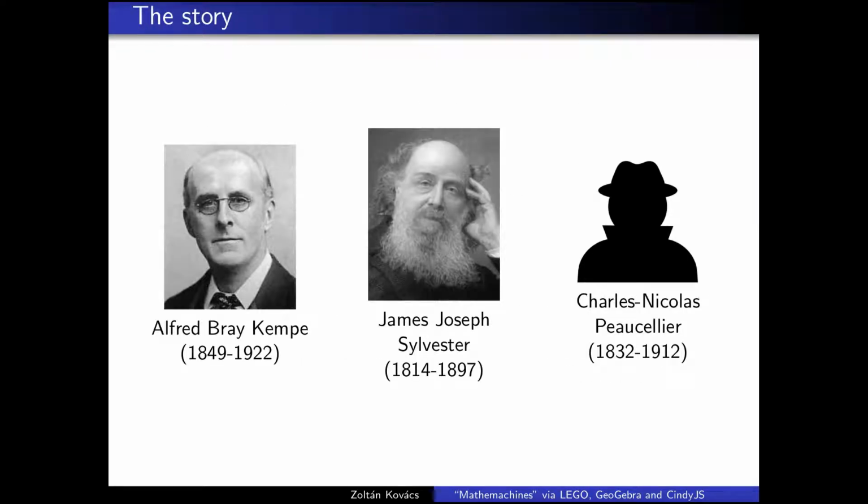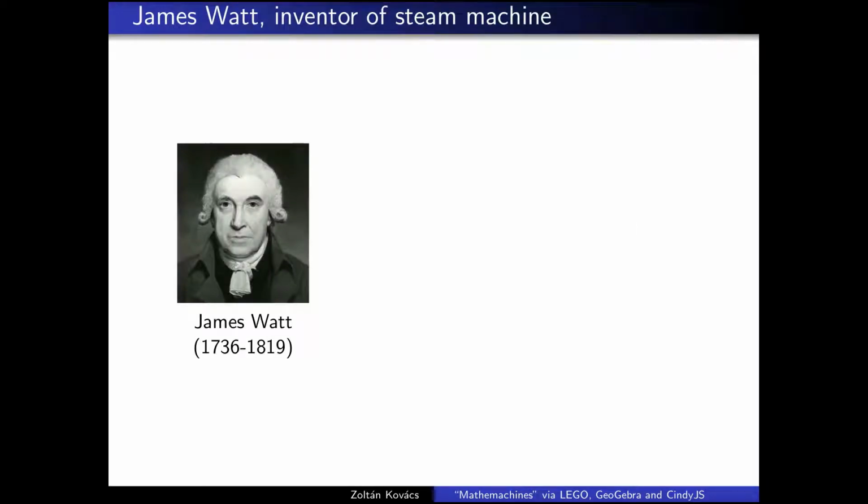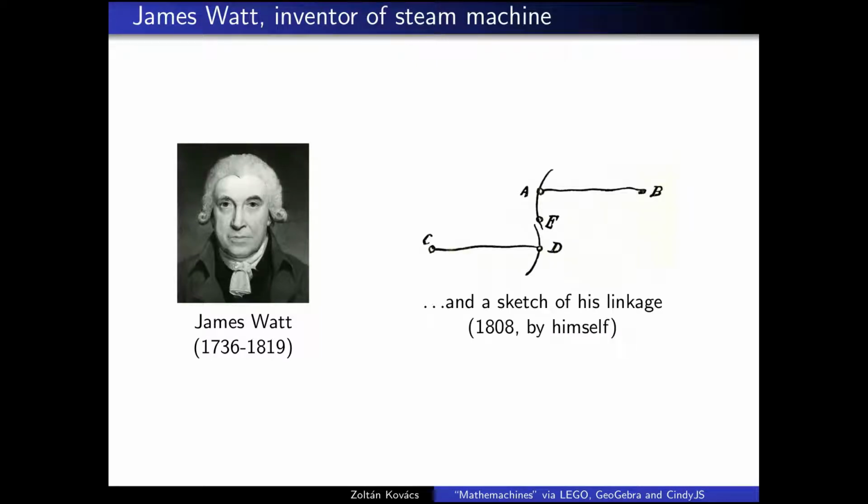And besides these three people, I need to name two other people, namely Lipkin and Chebyshev. They did the same work as Peaucellier independently, and their work was recognized just later. Another very famous and important person in this story is James Watt. James Watt was an 18th century scientist and researcher, and he already knew how to draw an almost straight line. An almost straight line means, from a technical perspective, it could be a kind of problem.